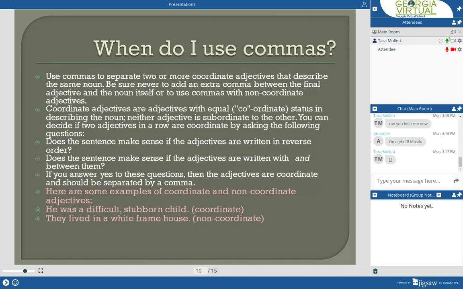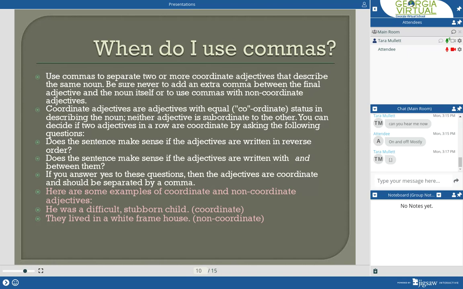Use commas to separate 2 or more coordinate adjectives that describe the same noun. Be sure to never add an extra comma between the final adjective and the noun itself, or to use commas with non-coordinate adjectives. Coordinate adjectives are adjectives with equal, co-ordinate status in describing the noun. Neither adjective is subordinate to the other. You can decide if 2 adjectives in a row are coordinating by asking the following questions.